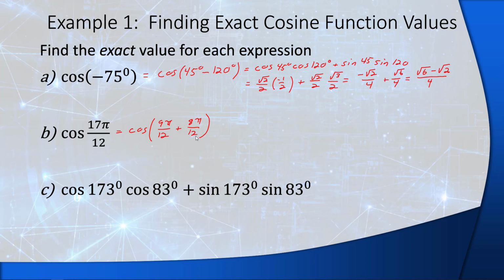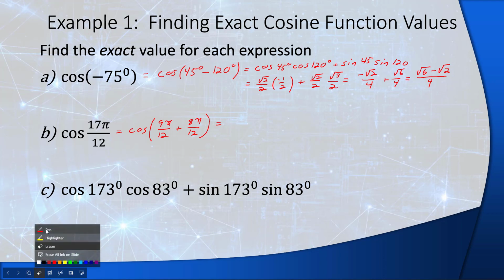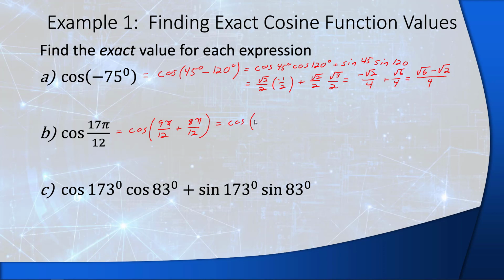And once you've done that, you can go ahead and use our sum identity. Well, actually, before we do that, let's go ahead and simplify the fractions here, now that we've got the addition part right down. And 9 pi over 12, we can write as 3 pi over 4 plus, and then 8 pi over 12 we can write as 2 pi over 3 because that has a common factor of 4.